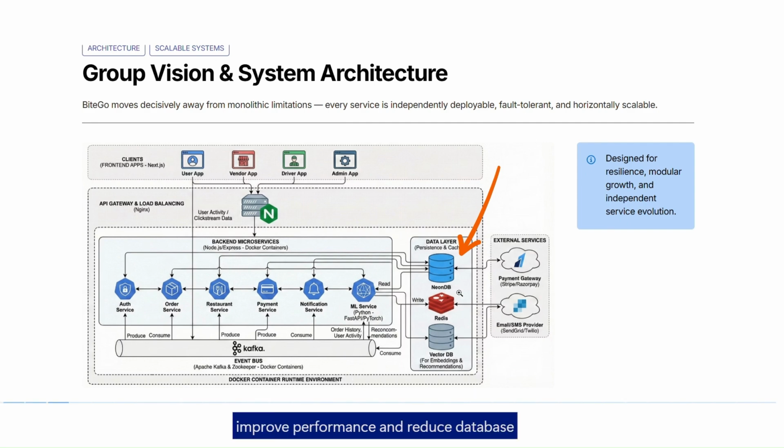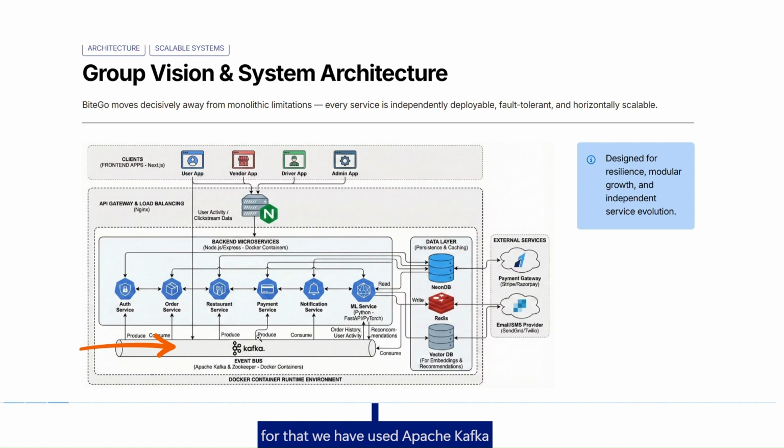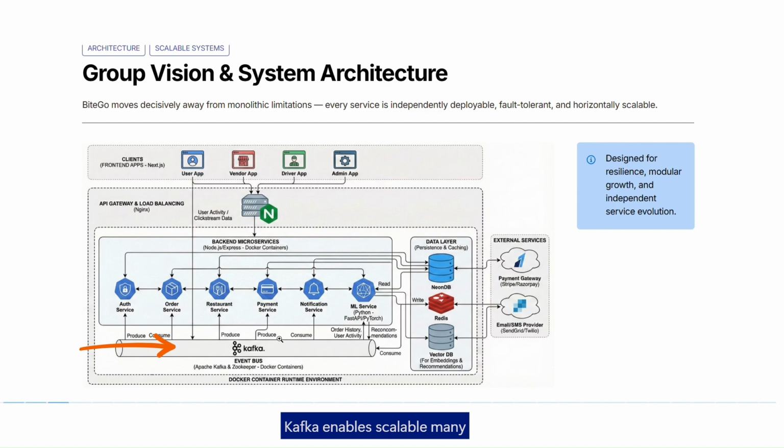To improve performance and reduce database load, we use Redis as a caching layer. Since there are multiple services, these services need to communicate with each other asynchronously. So for that we have used Apache Kafka as an event bus. Kafka enables scalable many-to-many communication between microservices and supports event-driven workflows across the platform.